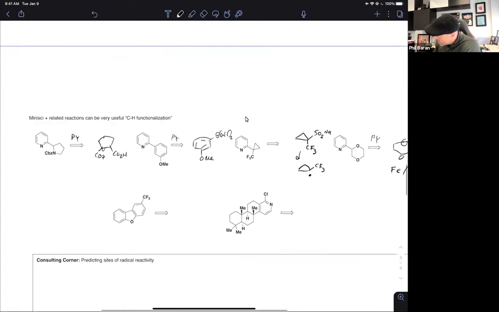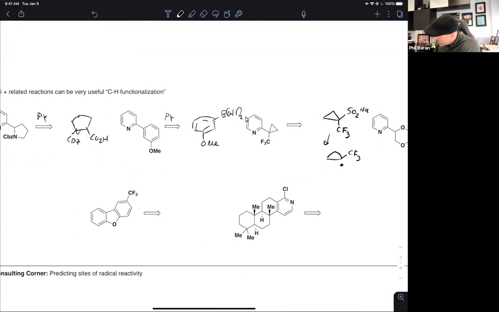In the case of the benzofuran shown here, you can use the exact same logic. So you can start off with this compound because there's no regiochemistry issues.